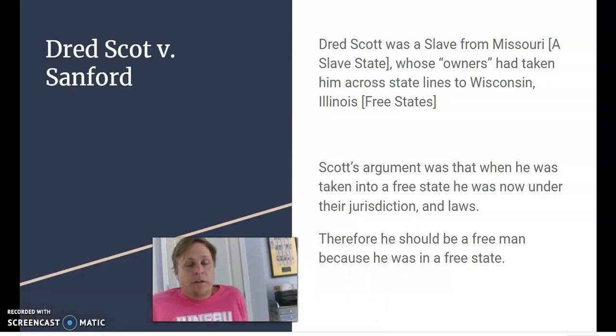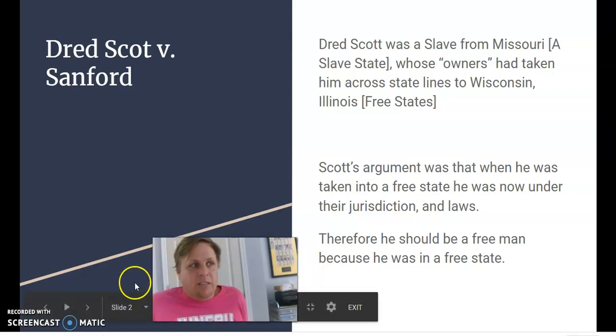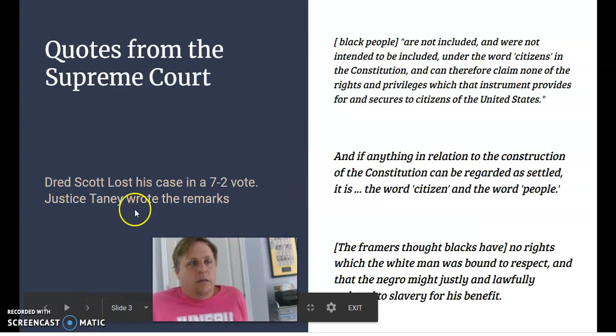So that was his argument. He went to the Supreme Court and said, I should be free because I lived in a free state, which sounds reasonable. It sounds legal, and we're going to see what happens. Three quotes are going to come up. Again, Dred Scott lost his case 7-2. Supreme Court Justice Taney writes these three remarks.